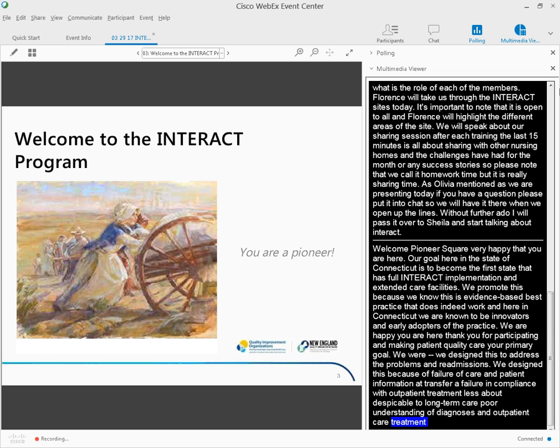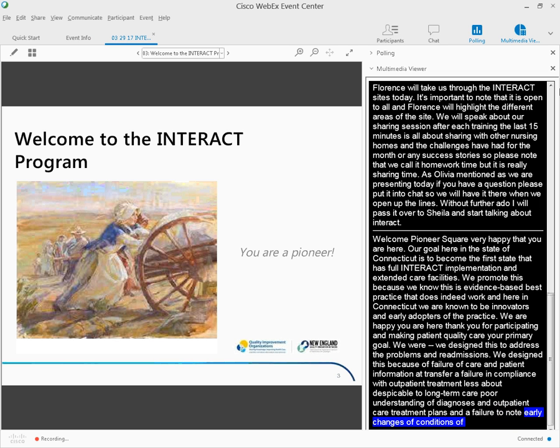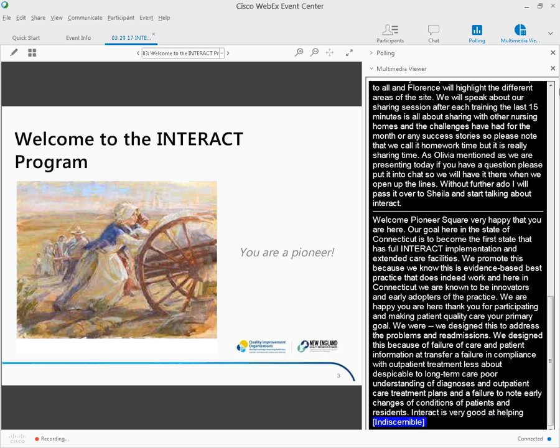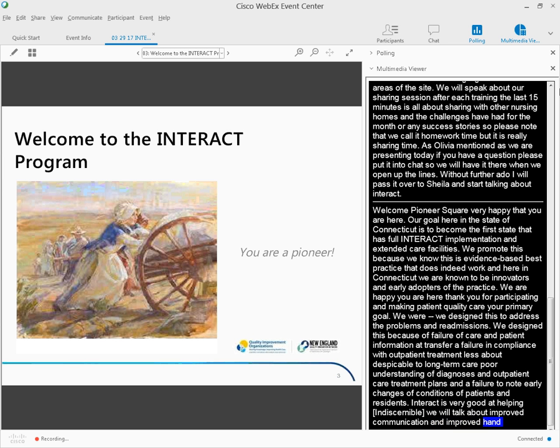And that's something that Interact is very, very good at helping long-term care providers improve in. Okay. So when we talk about the root causes that Interact is going to address, we're going to talk about improved communication, improved handovers, improved compliance with outpatient care across the continuum, and absolutely early identification and changes in resident condition.